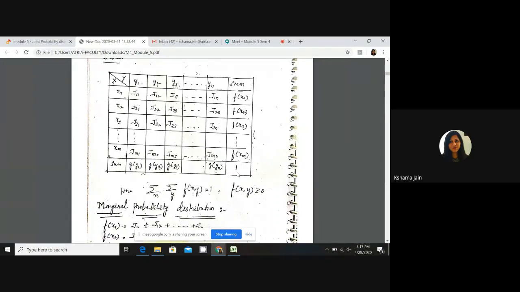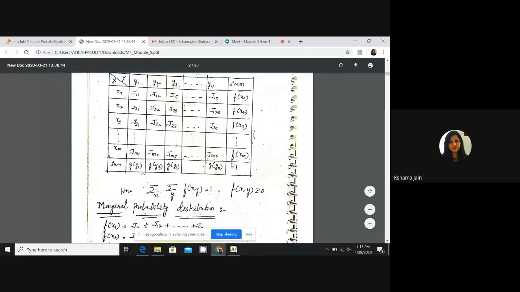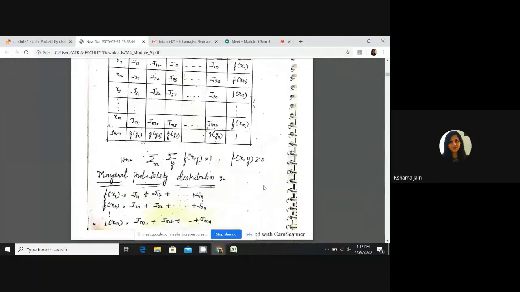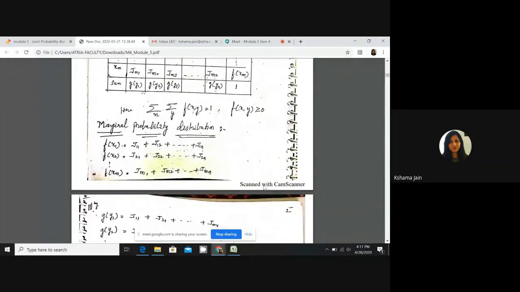And each value of this sum should be greater than or equal to 0. So this is the whole theory of joint probability distribution that we have done till now. Okay. So here the next term comes: marginal probability distribution.